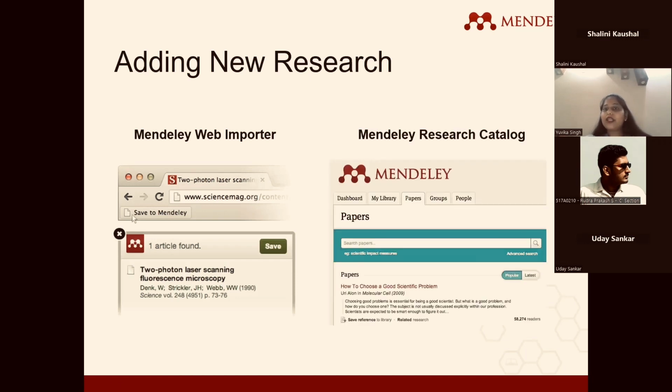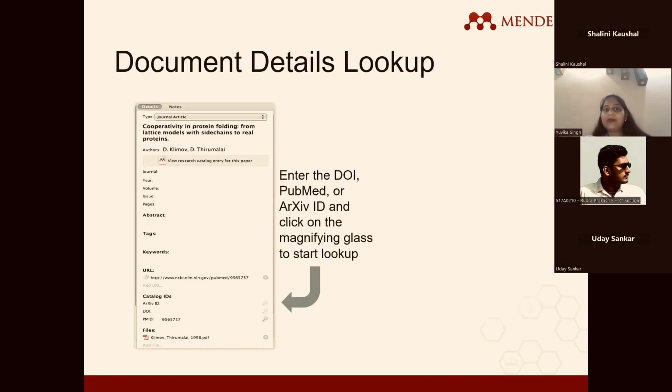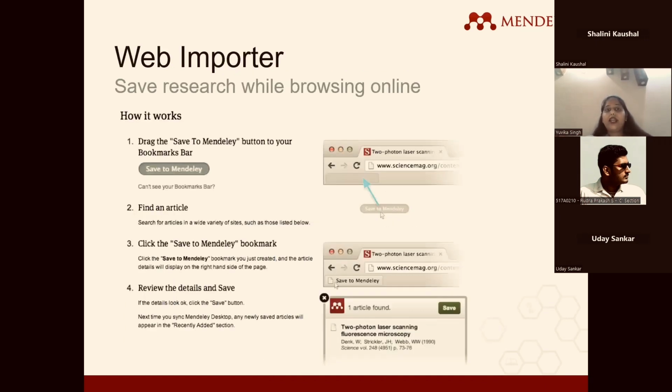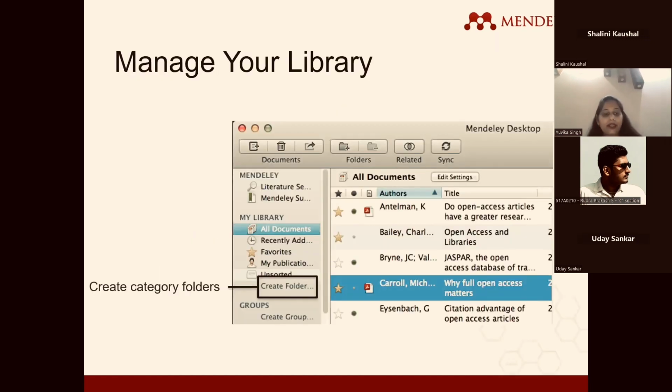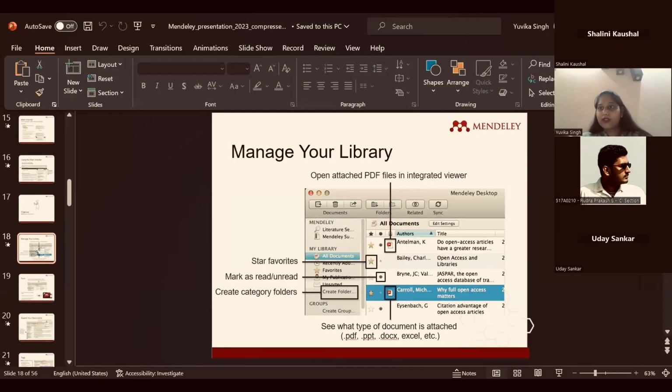How we can create the research catalog online, how we can see the document details, and where we can find the web importer on our Chrome or desktop. So all these things we have discussed, how we can organize our library. Not going into detail now, we will go on with the hands-on session, right?